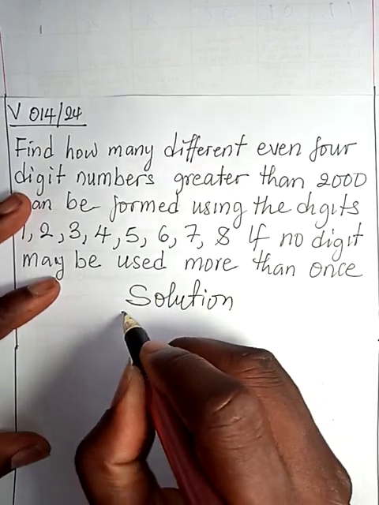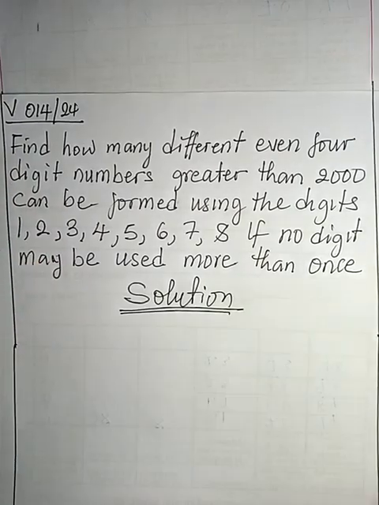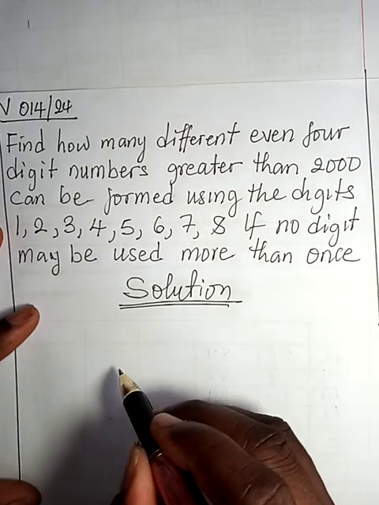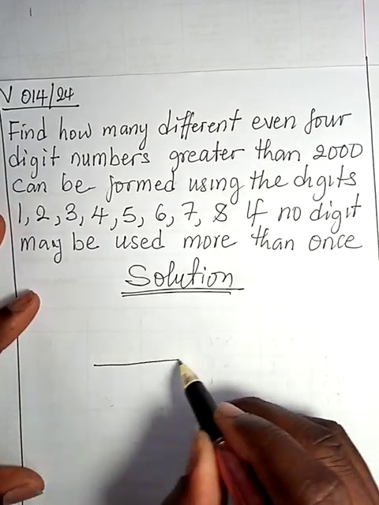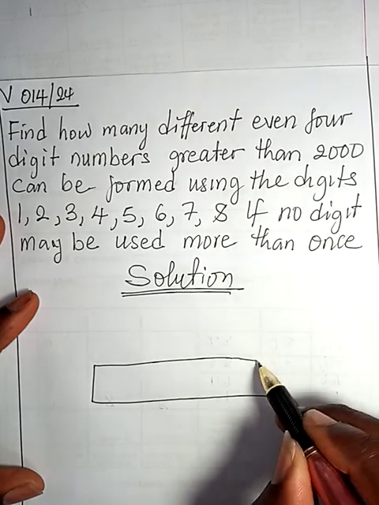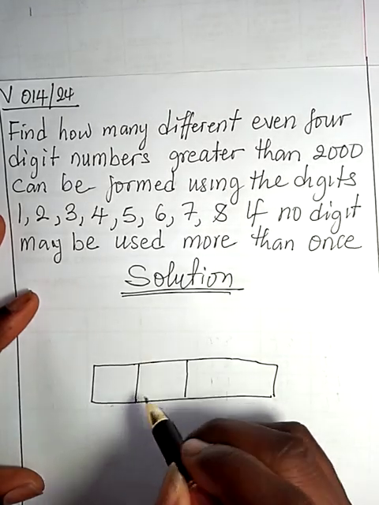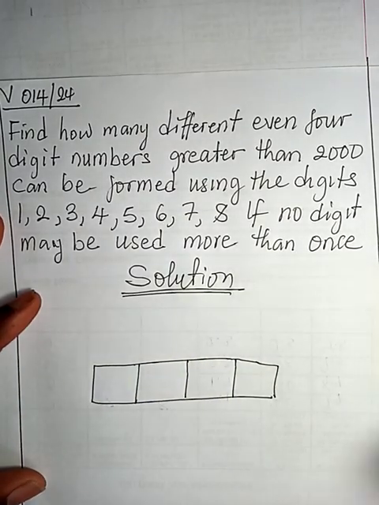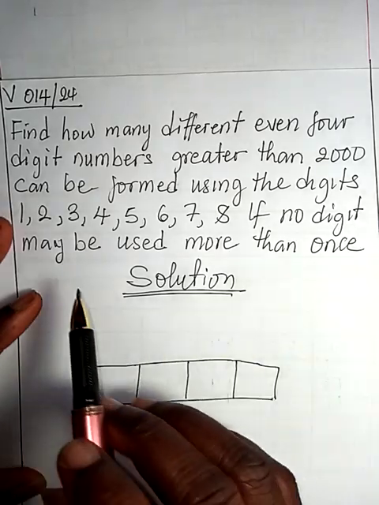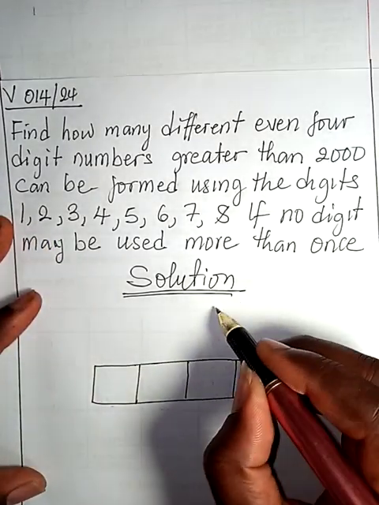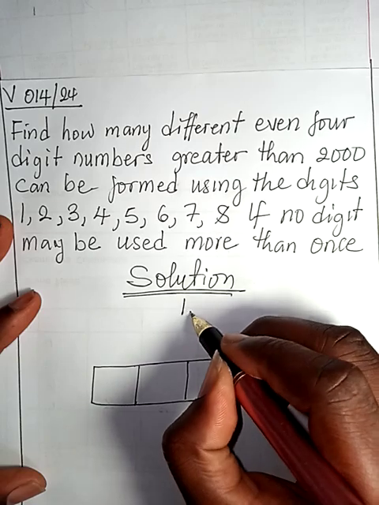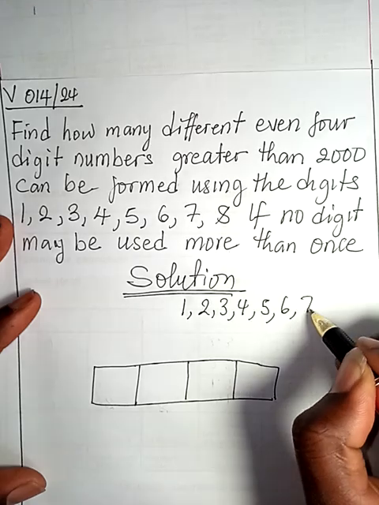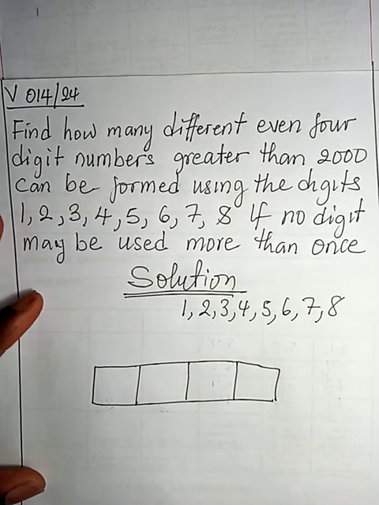Look at the first video we uploaded on counting principle to get the basic concept used in solving counting principle problems. Now we want to look at a 4-digit number. That's what the question requires us to do. What I'm going to be writing inside this box represents the number of choices we have. First of all, we have how many digits? We have 1, 2, 3, 4, 5, 6, 7, and 8.